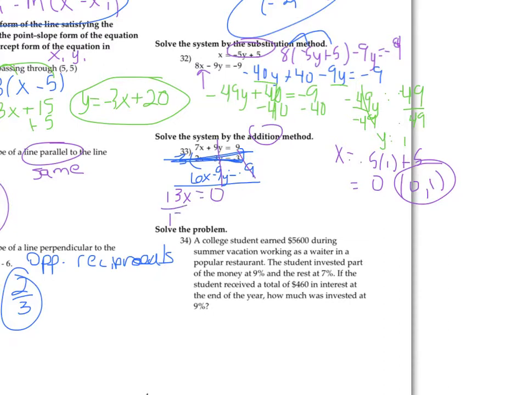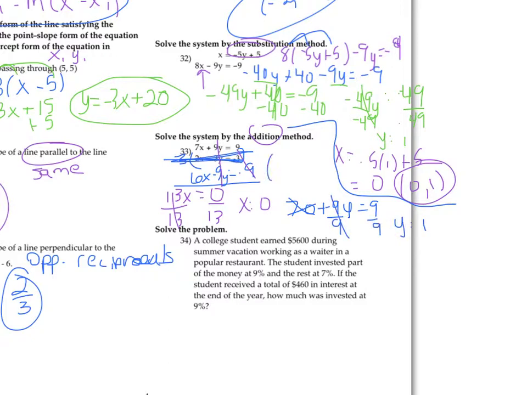Then I divide 13 on both sides, and I get that x is 0. Then I have to plug back in to one of my two equations, doesn't matter which one. So like 7 times 0 plus 9y equals 9. So that goes away. Divide by 9 on both sides, y equals 1. So this is the point 0, 1. I don't know what that's all about.